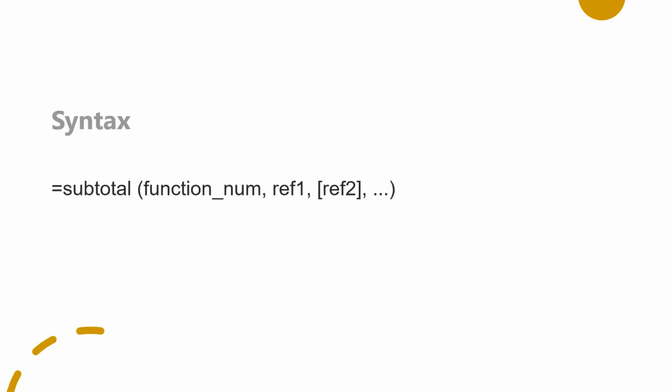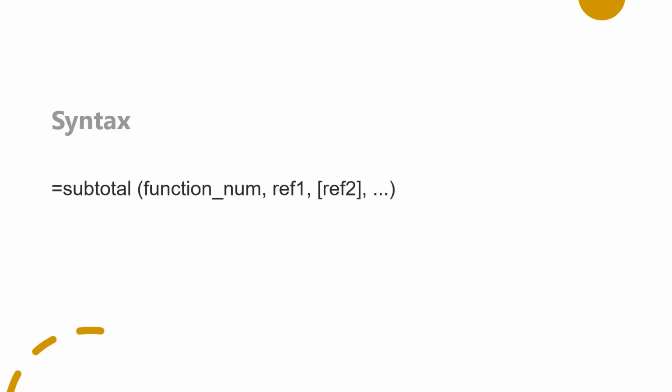For example, think that we have to perform average. In that case, we have to provide the function number, which will be 1. Suppose it is the count function, in that case, the function number will be 2. Suppose it is for maximum, it will be 4. For minimum, 5. For product, it is 6. The same way for standard deviation, it is 7, and for sum, it is 9.